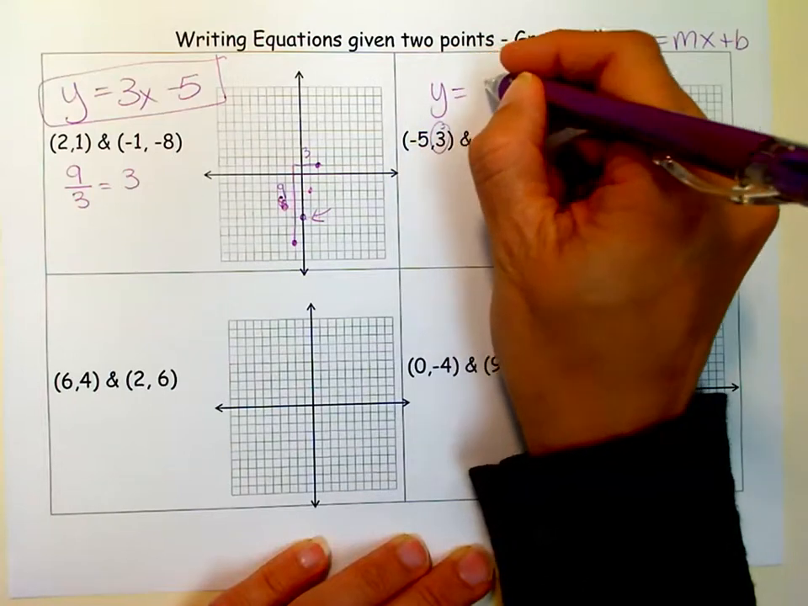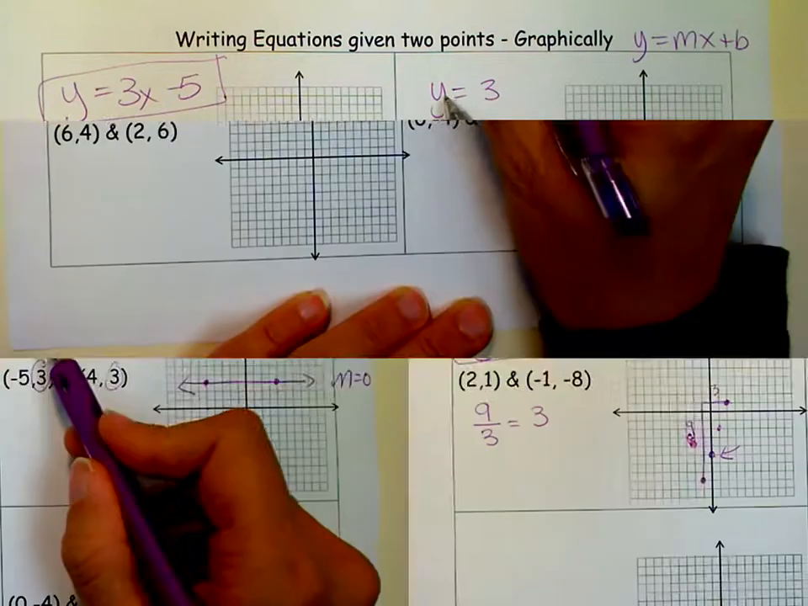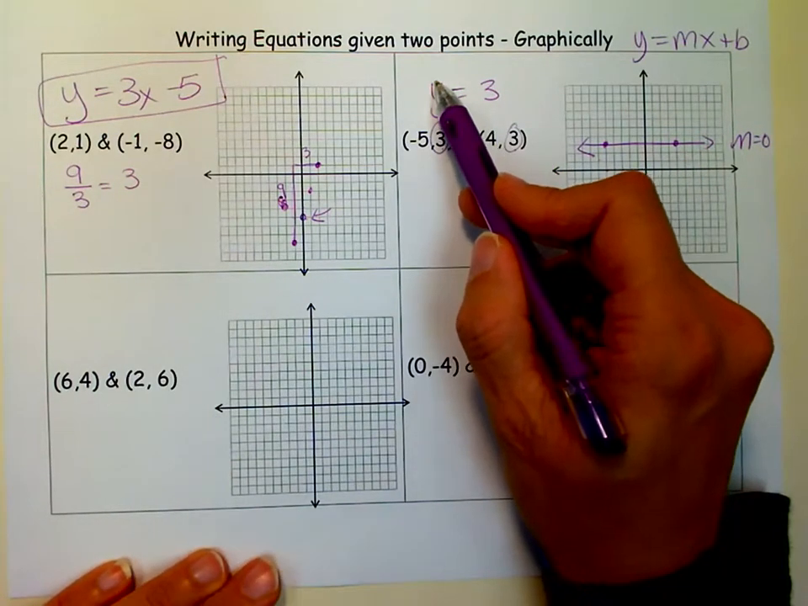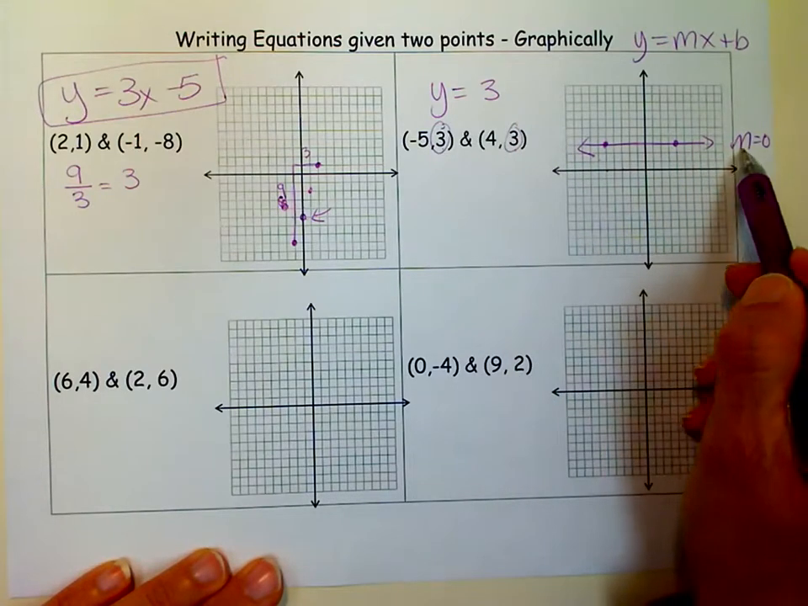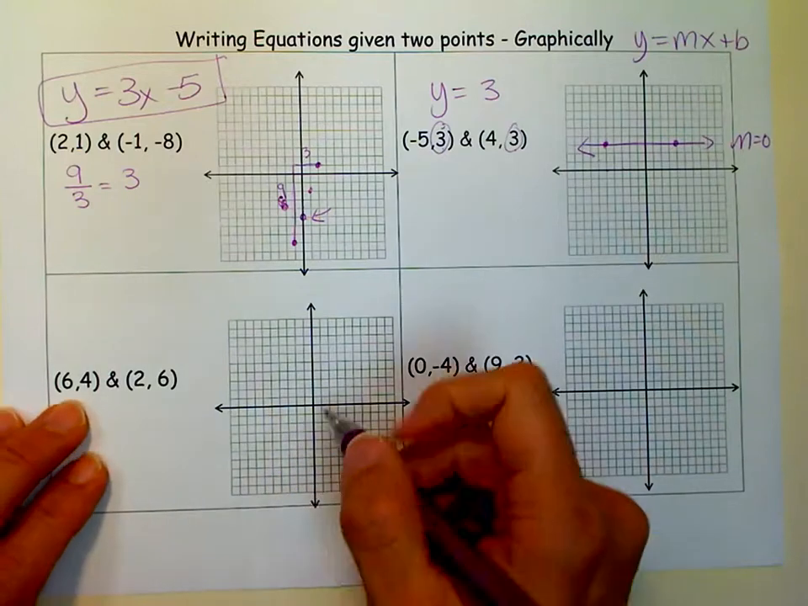And those are the really easy ones, because if y is the same, then whatever y is, we just say y equals that. Y equals 3. Lines that just have y and don't have an x are horizontal lines with slopes of 0. So those are kind of easy. Okay, now let's try this one.